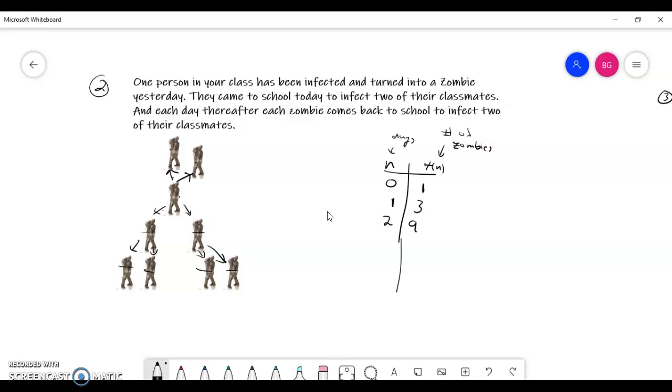But I want you to see if you notice a pattern with your table now. Instead of me having to add all these zombies, I want you to pause your video and see if you can notice a pattern in the table.